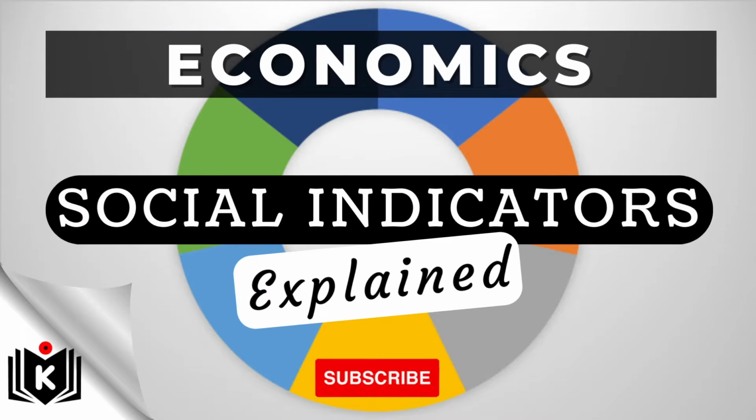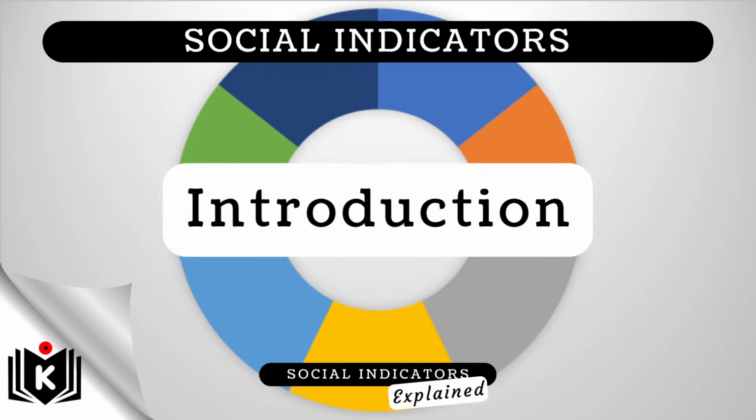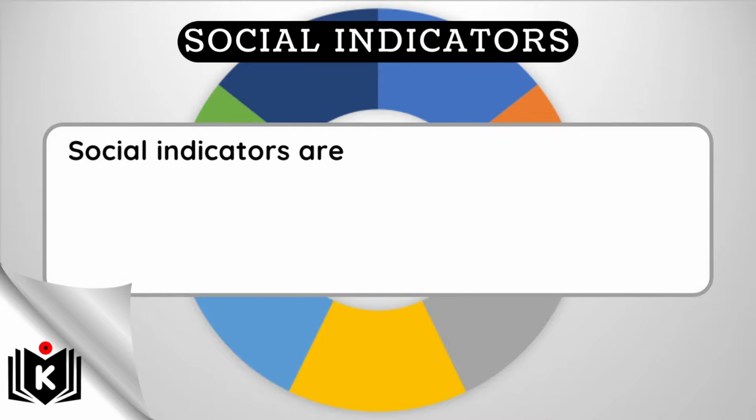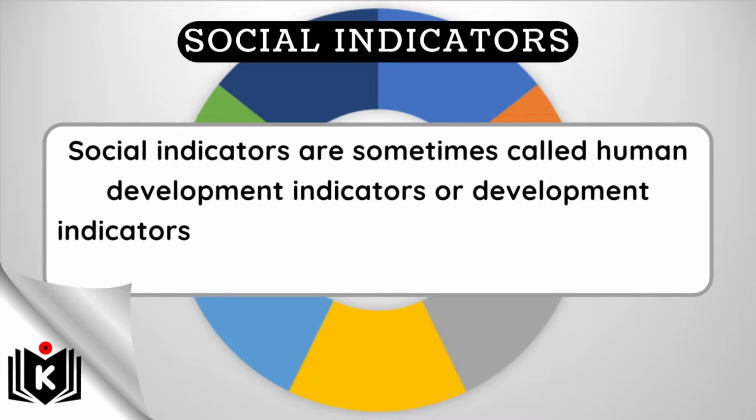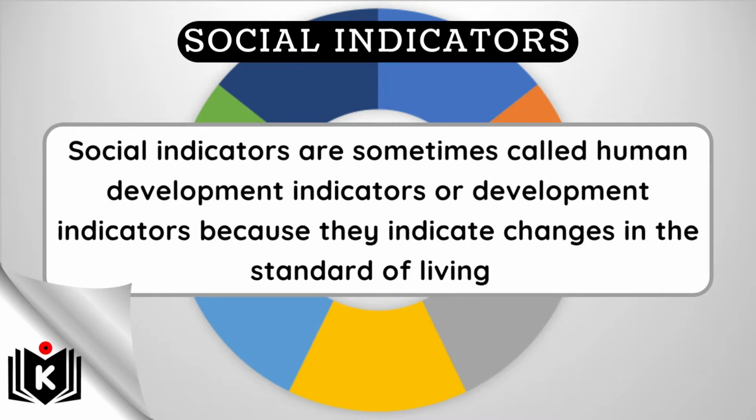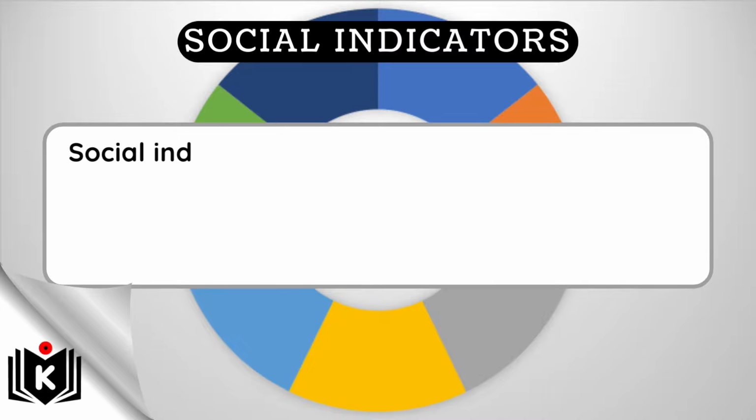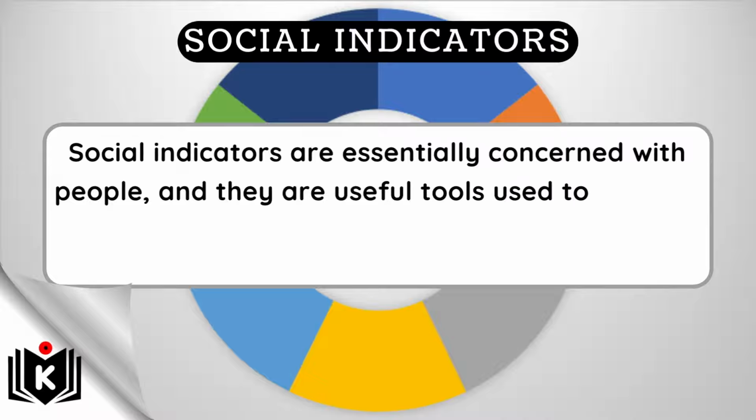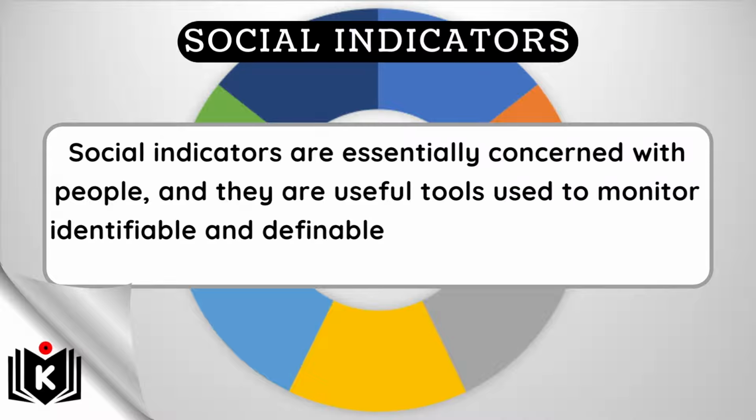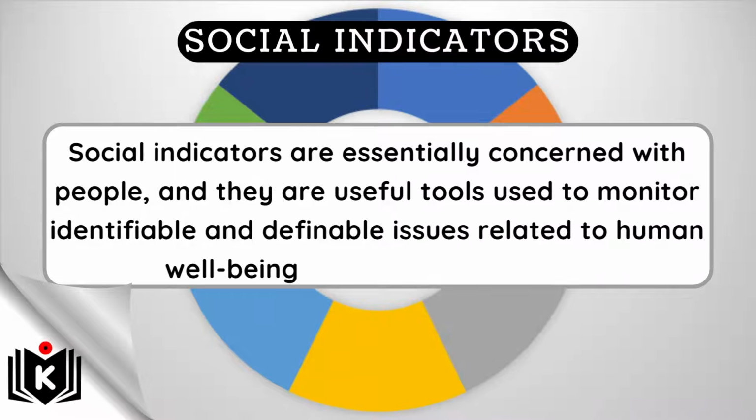So, let's get started. As an introduction, let's define what we mean by social indicators. Social indicators are sometimes called human development indicators or development indicators because they indicate changes in the standard of living. Social indicators are essentially concerned with people, and they are useful tools used to monitor identifiable and definable issues related to human well-being over a period of time.